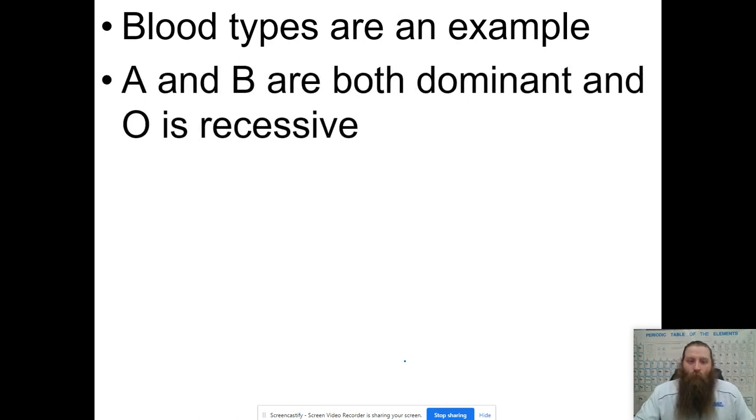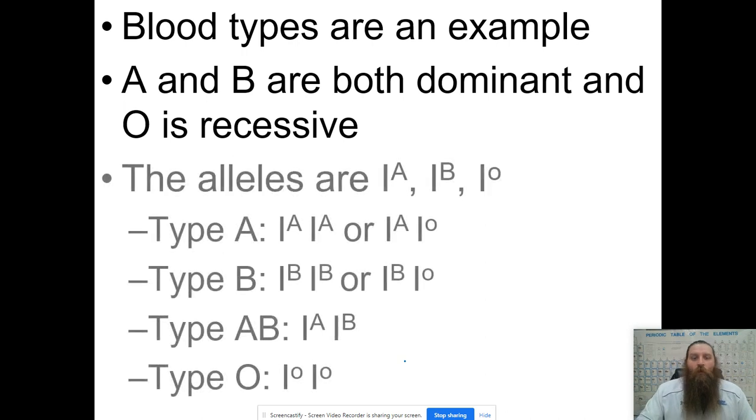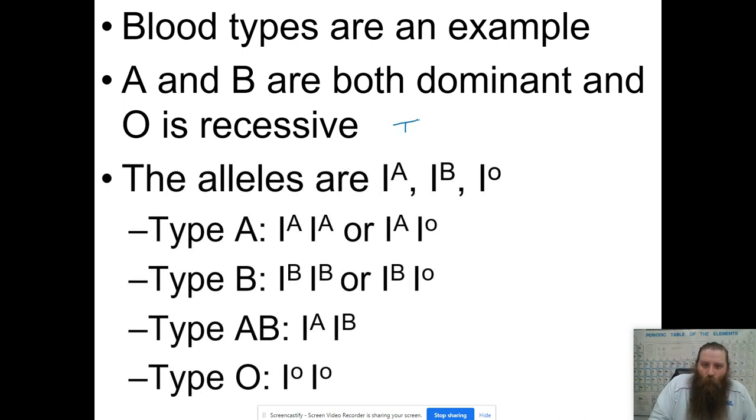So A and B are both dominant. You've probably heard someone has type A blood or type B blood, or they can have type AB blood. Type O blood is actually the recessive version. So when we look at their alleles, we use I for, I believe it's immunoglobulin, factor A or factor B, whatever. Immuno, there we go, there's a U in there. Anyway, so A, B, and O.